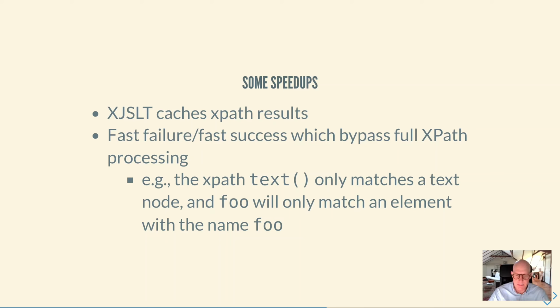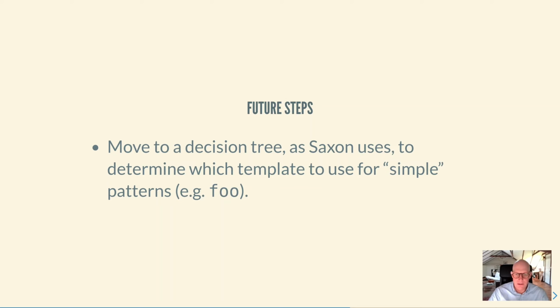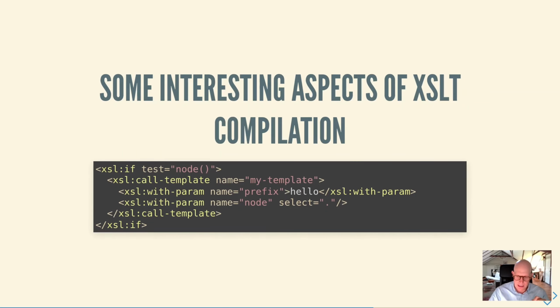In the future, I'd like to expand that sort of thing, having now read the design docs for Saxon, to move to a decision tree, as Saxon uses, to determine which template to use for those simple patterns. I think that would be a huge speed up. I'm really excited about getting the chance to implement that.